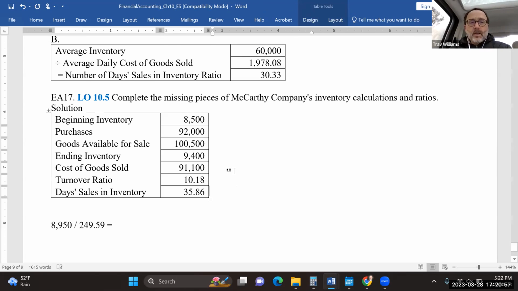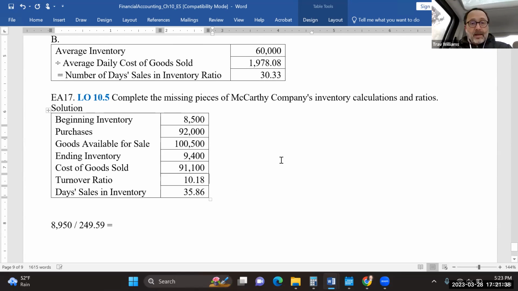Okay. So just like last week, we want the turnover ratio to be as high as possible. That means we're minimizing how much inventory we're carrying. We want to have enough to meet demand, but you don't want so much that you're spending unnecessarily on inventory. So you want your goods sold to be as high as possible and your inventory as low as possible, which gives you a higher inventory turnover ratio. So you want that number to be as high as possible, but you want the number of days sales in inventory to be as small as possible.